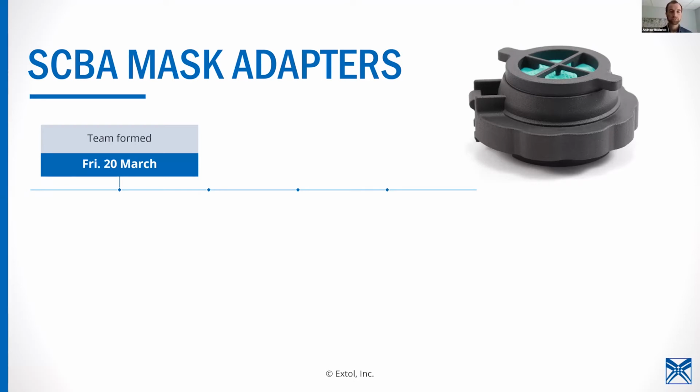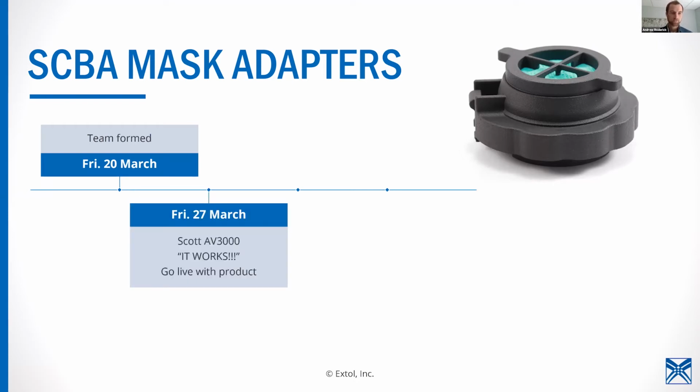So this leads into the human-centered design innovation process at Extol. We utilize Scrum as a framework for rapid prototyping, rapid product development, as well as getting feedback from our customers. So a Scrum team was formed on the 20th. And then on the 27th, so the next Friday, we had a fully operational version, the Scott AV3000, which was the first SCBA version that we developed, and it worked. And we went live with the product on our website on the 27th.